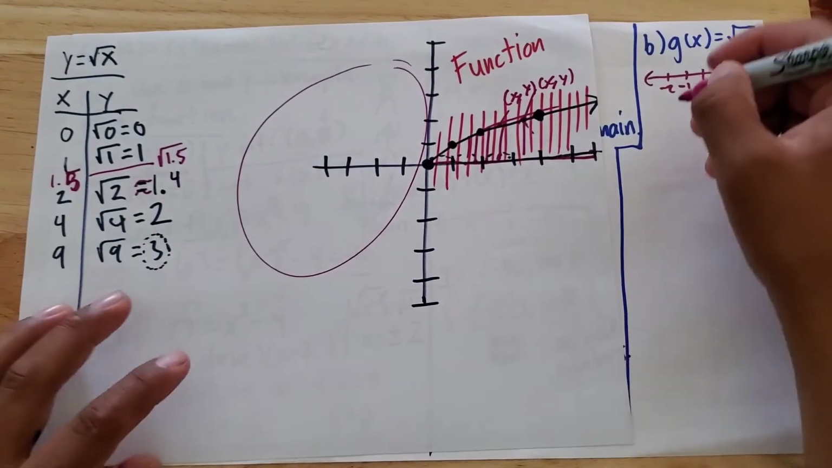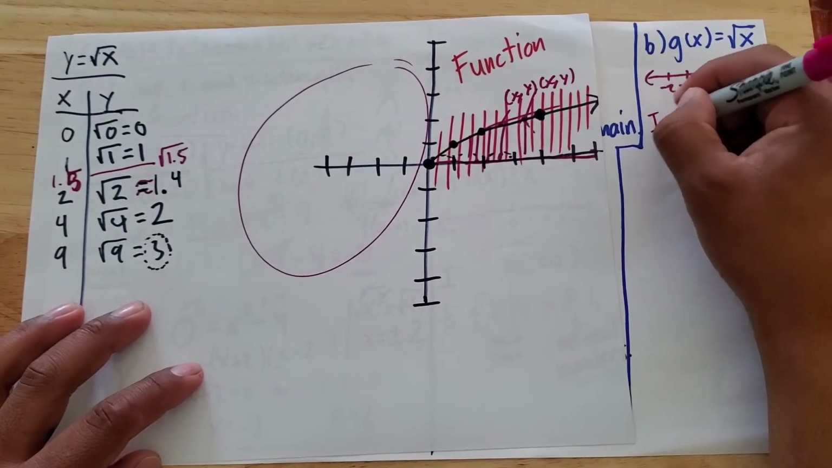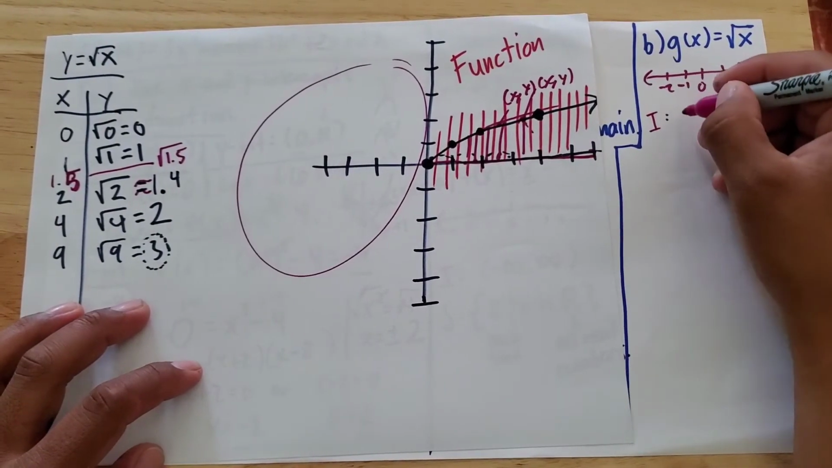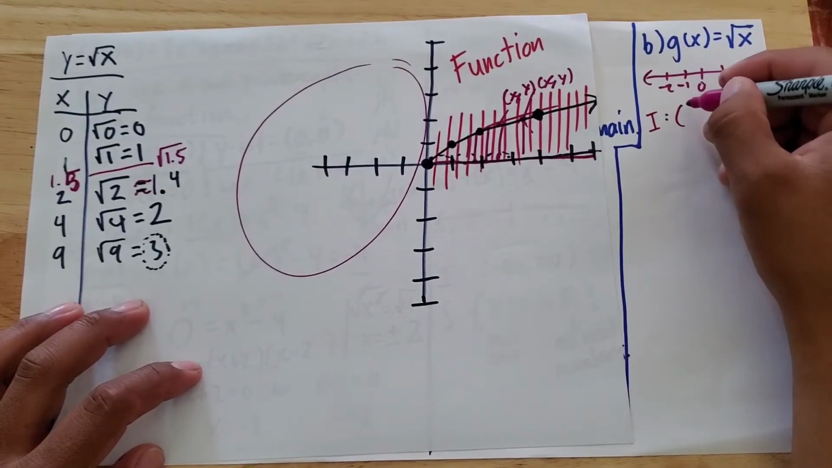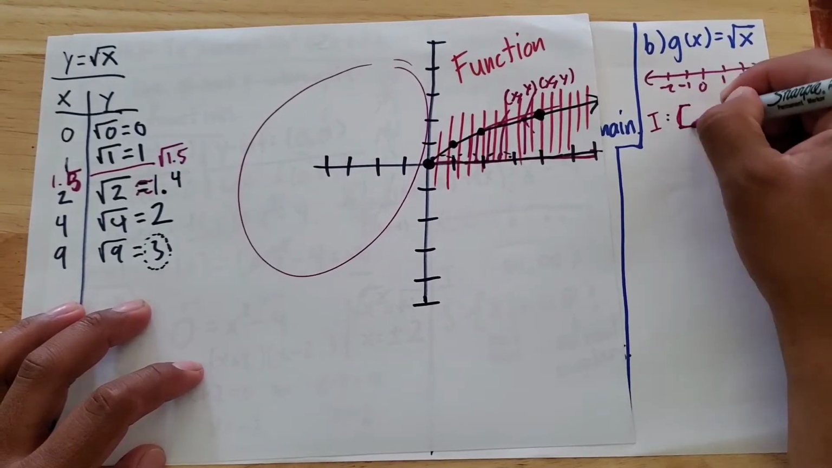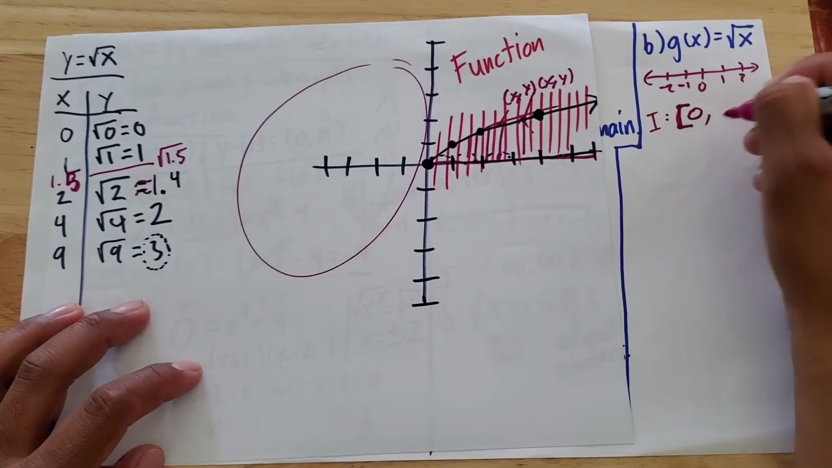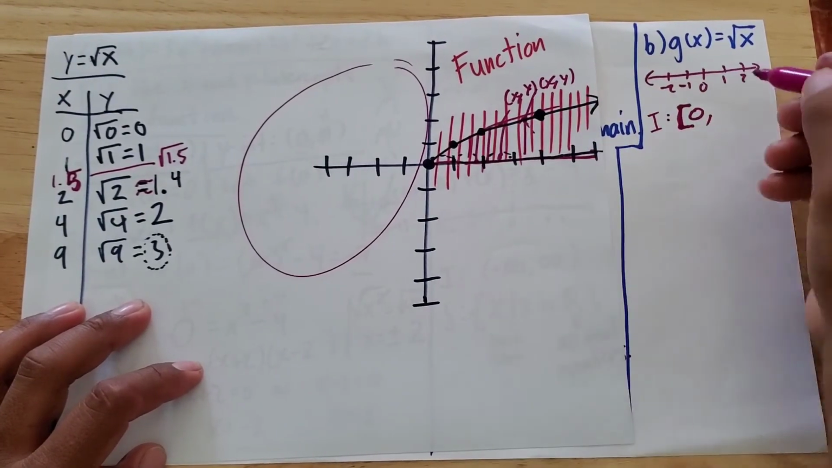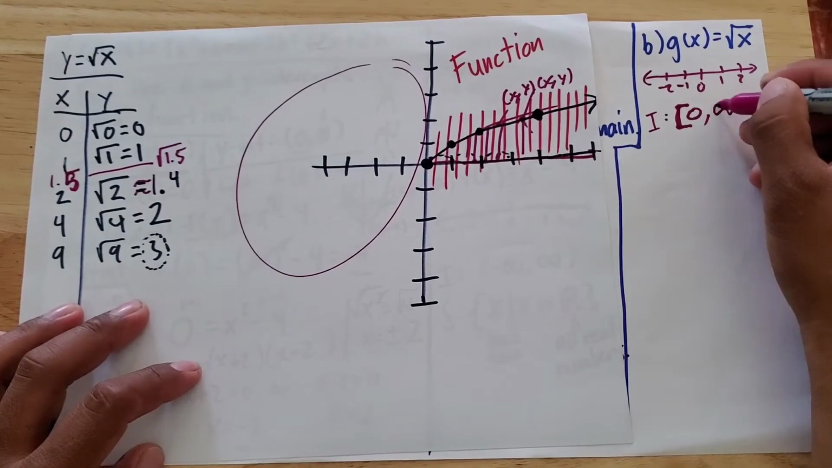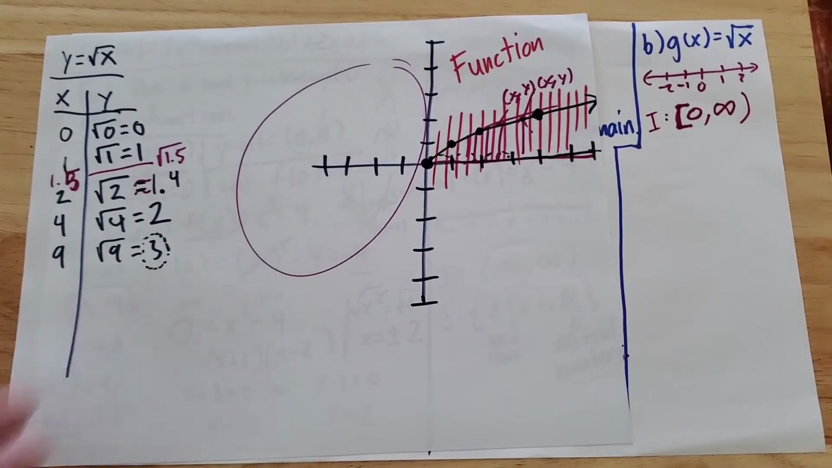So when I start writing the domain, that means that the very first number I'm allowed to use, and it's included, so remember, included means brackets, is 0. But then every single number to the right. So again, least to greatest. Those are all the values of x that are perfectly fine.